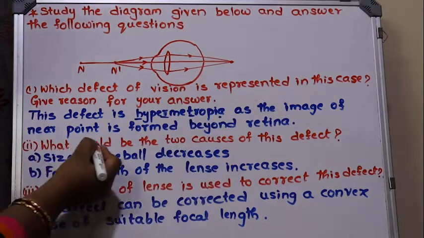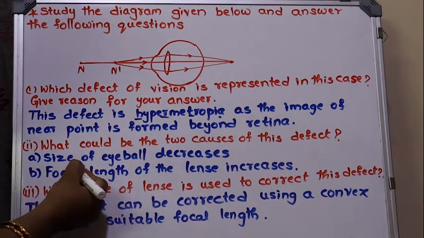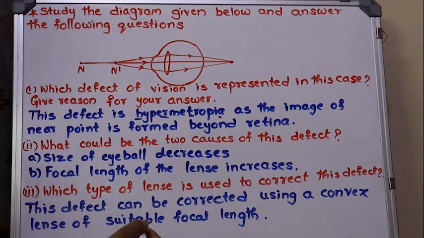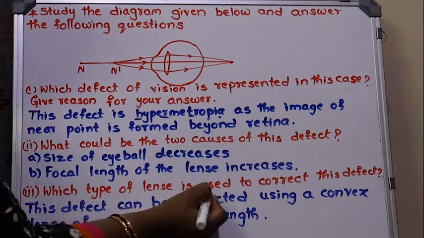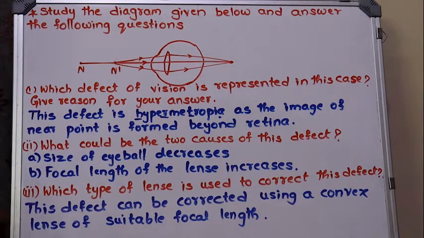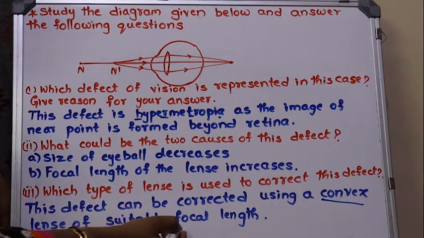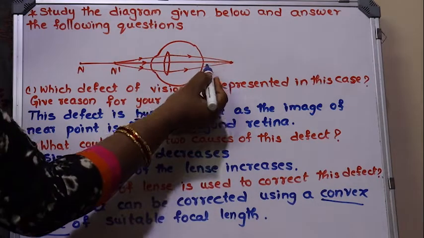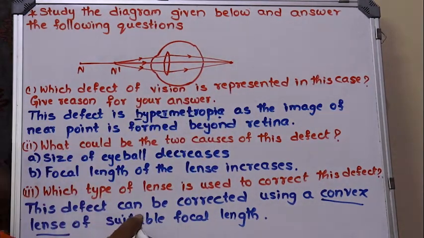Second question, what could be the two causes of this defect? The two causes may be the size of the eyeball decreases or the focal length of the lens increases. Third question, which type of lens is used to correct this defect? This defect can be corrected using a convex lens of suitable focal length, which will make the image to be formed on the retina and this defect could be corrected.